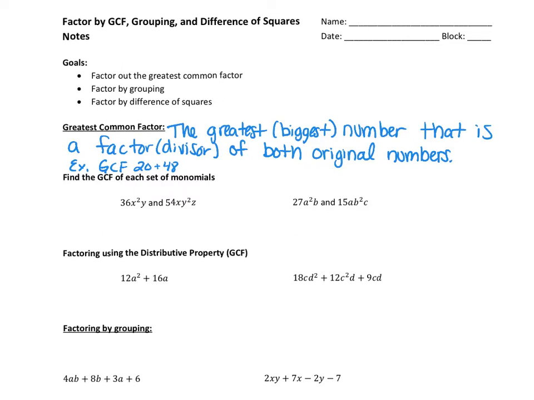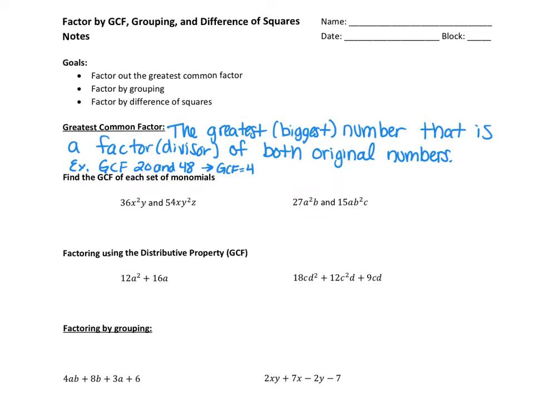well, I shouldn't put a plus sign there. Well, 2 would be a factor of 20 and 48, but it's not the greatest common factor. The greatest common factor of 20 and 48 would be 4. So when we're thinking about greatest common factor, we're thinking about the biggest number that divides both.